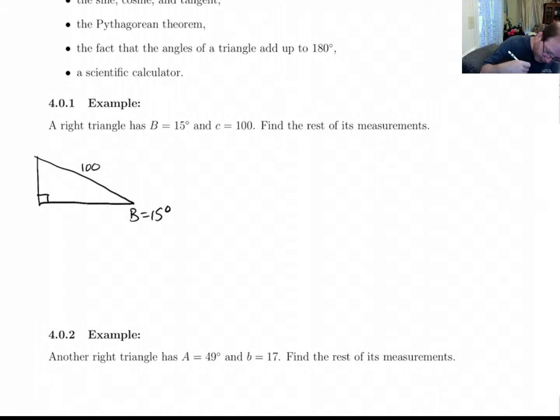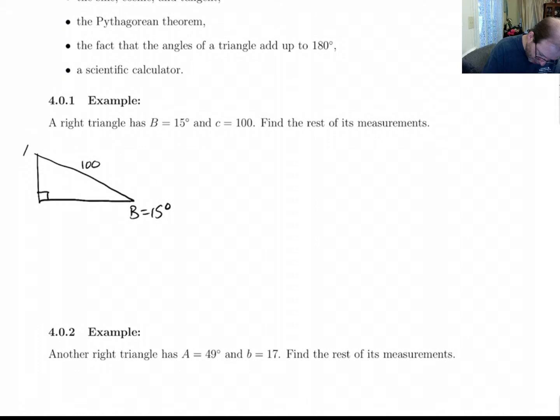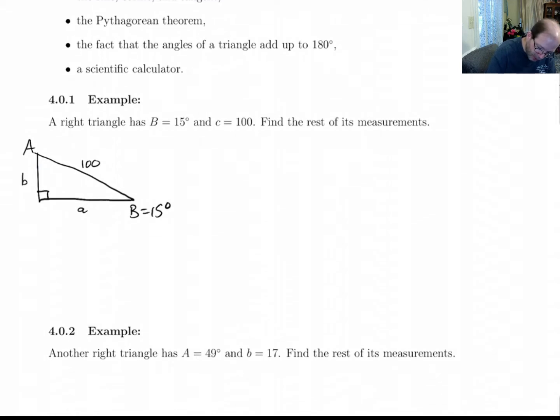All right. So let's see. What we know so far is what I've got written there. This is going to be angle A. This is side A. And this is side B. All right. First up, if B is 15 degrees, and we know that the angles have to add up to 180, that means that A is going to be 90 minus 15. So A is going to be 75 degrees. Now we need to find sides B and A.